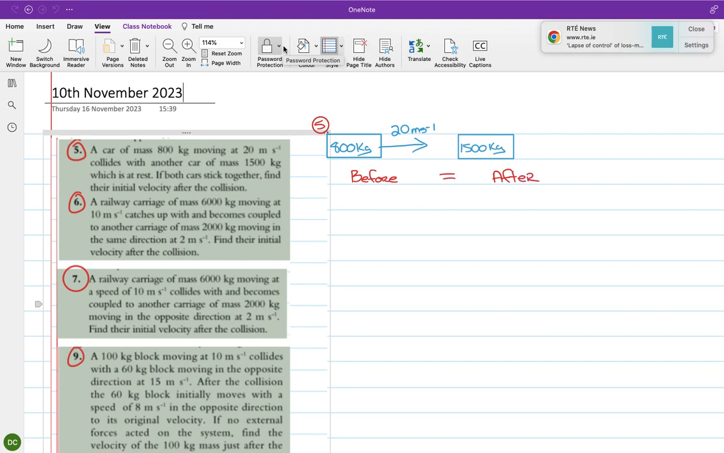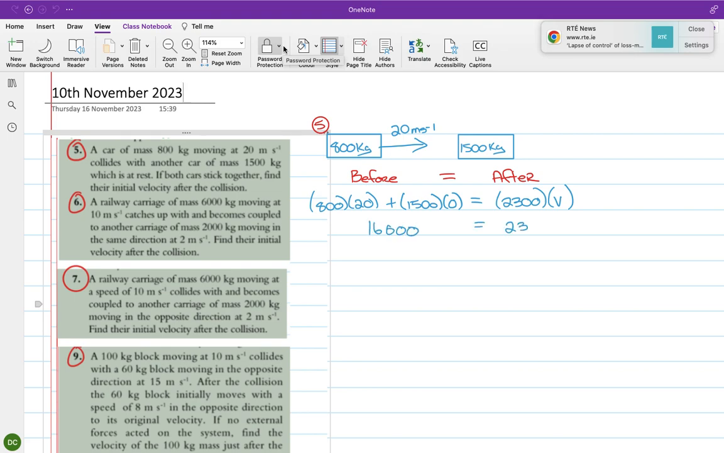So the momentum before is the mass times the velocity. That's the first one. And then the mass times the velocity of the second one, which is at rest, so it's not moving. And then after, it says they stick together, so the mass is 2,300 and we don't know the velocity, so just V. So 800 by 20 is 16,000 plus 0 is just 16,000.